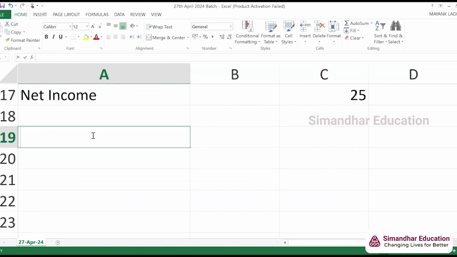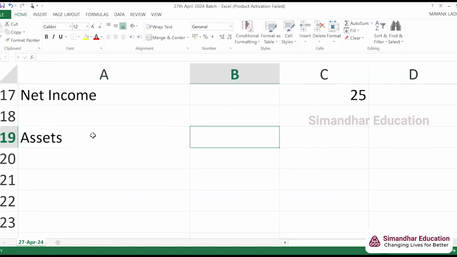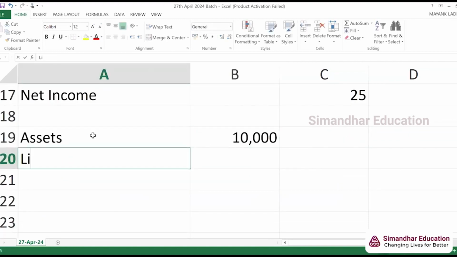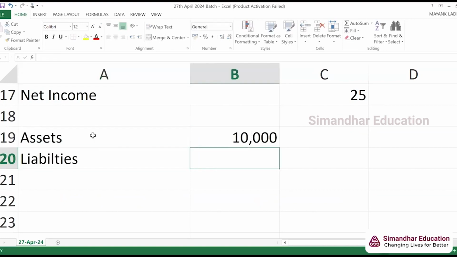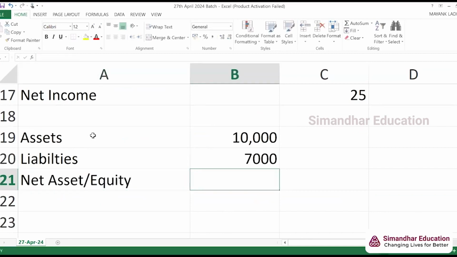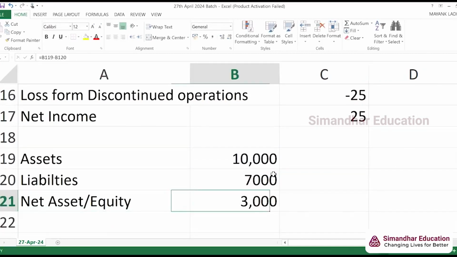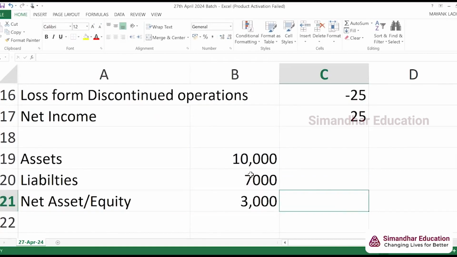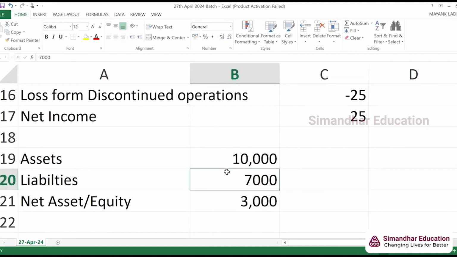So if you have some assets, let us say worth 10,000, liabilities worth, let us say, 7,000. So the net asset or equity is nothing but 3,000, right? Now this 3,000 means that after paying off the liabilities, whatever assets are remaining, that is residual assets or residual interest, that belongs to equity holders.